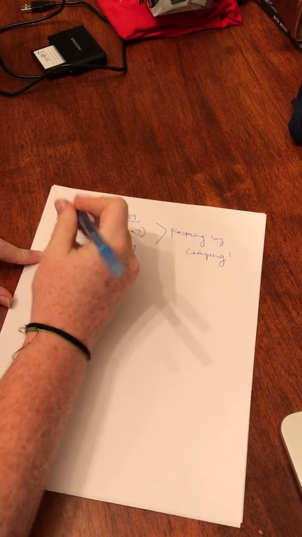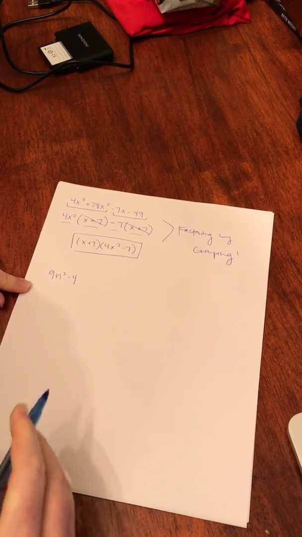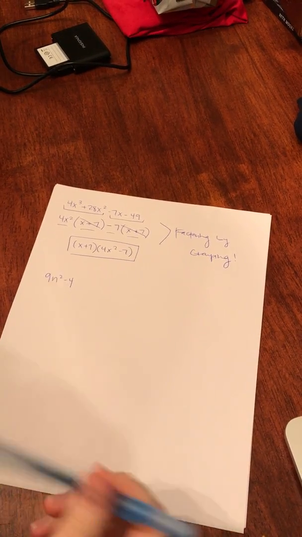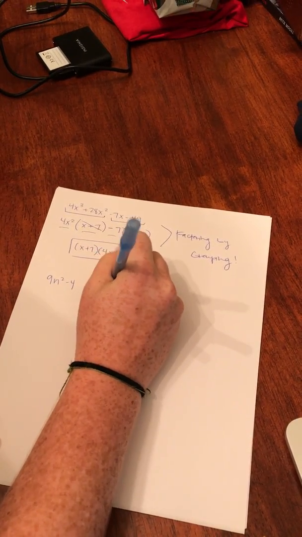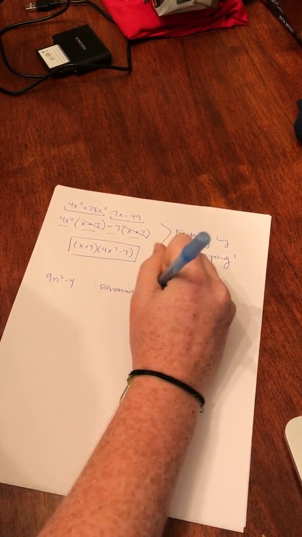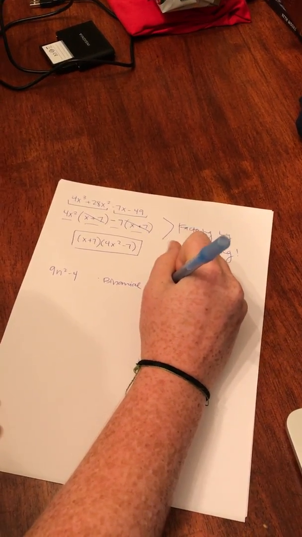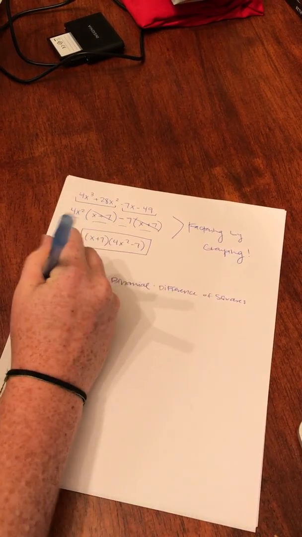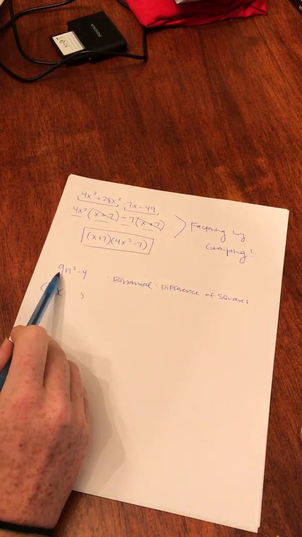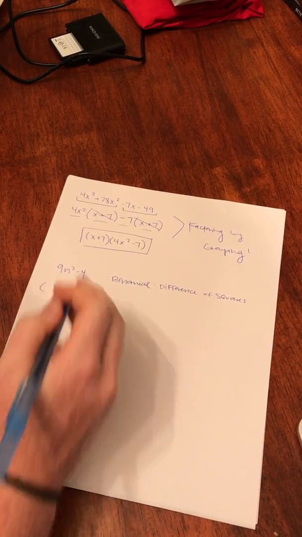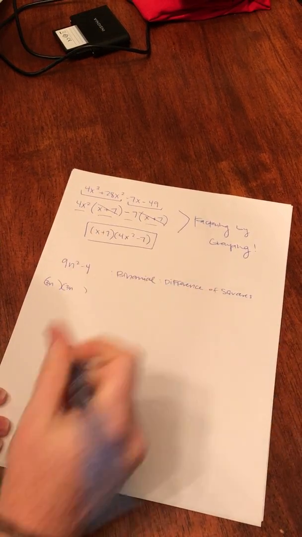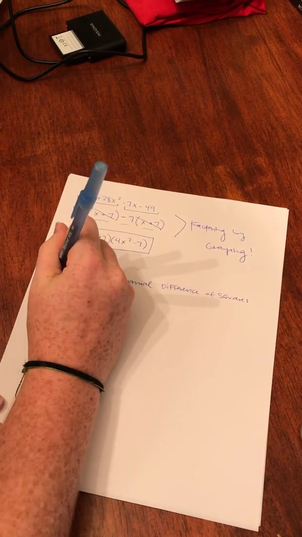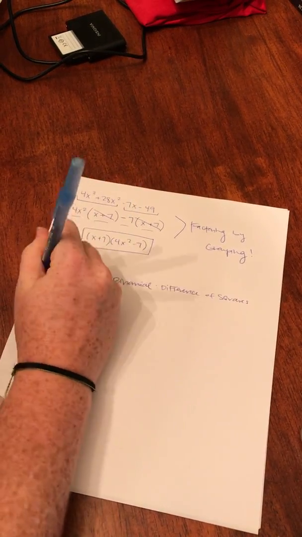Okay, let's look at 9n squared minus 4. So we look and see if there's a GCF. There's not a greatest common factor between these two terms. And since it's a binomial, we are going to factor using the difference of squares method. So we need to find two numbers that will multiply to 9n squared. That would be 3n and 3n. And then we need to find two numbers that will multiply to give us negative 4: negative 2 and positive 2.